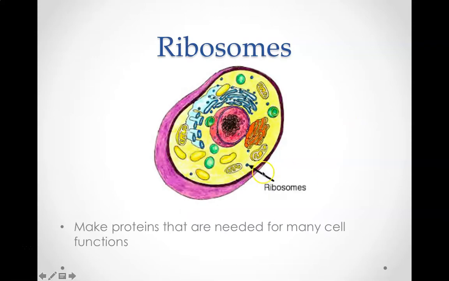Next, we have ribosomes, which are the tiny little dots. Wherever you see the tiny little dots, those are ribosomes, and they are responsible for making proteins that are needed for cell functions. So they're really cool little guys. They take the instructions from our nucleus, and they use those instructions to build proteins, and proteins are basically what do all the functions that happen in the cell.